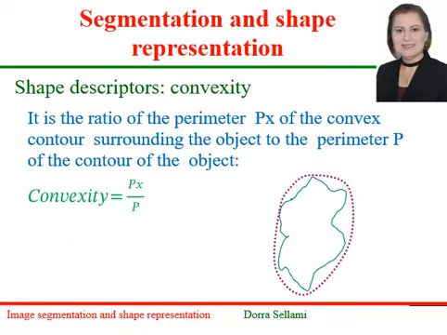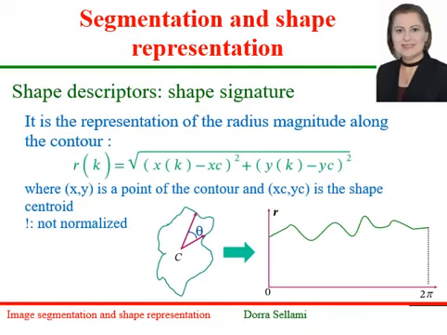Convexity is the ratio between the perimeter Px of the convex contour surrounding the object to the perimeter P of the contour of the object. It is given by this equation and illustrated in the figure below. One important descriptor, which is very consistent, is the shape signature. It is the representation of the radius magnitude along the contour. Here is its expression, where x, y is the point of the contour and xc, yc is the shape centroid. A small inconvenience of this descriptor is that it is not normalized.